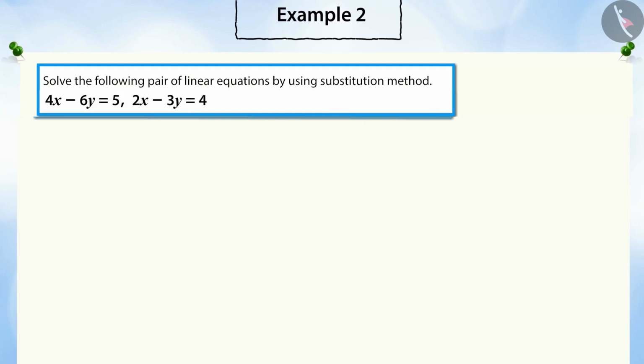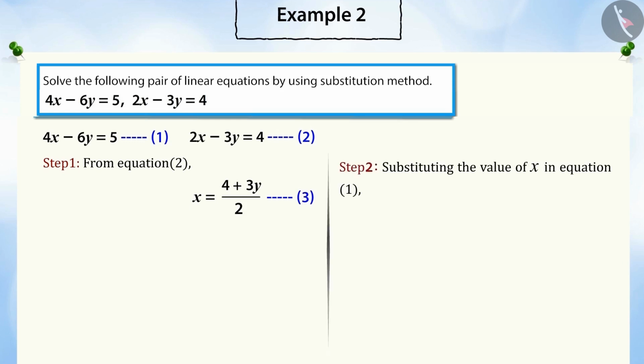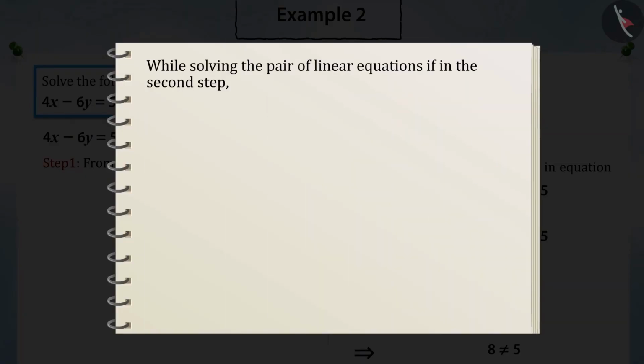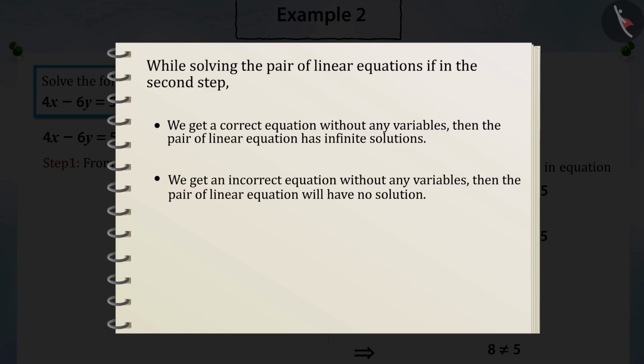Solve the following pair of linear equations by using the substitution method. First of all, let's take equation 2 and write x in terms of y. Now, substitute this value of x in equation 1. And on solving, we get an incorrect equation without a variable. Can you tell me what it means? While solving the pair of linear equations in step 2, if we get a correct equation without any variable, then there will be infinite solutions to the pair of linear equations.